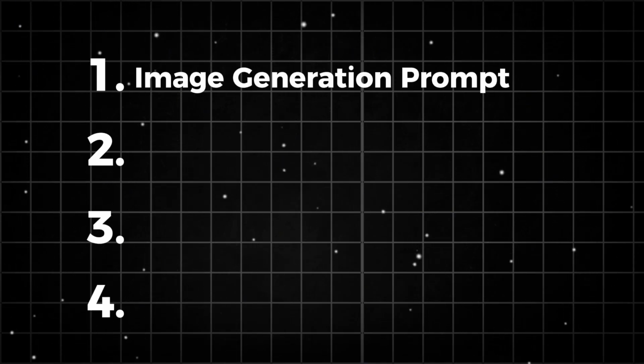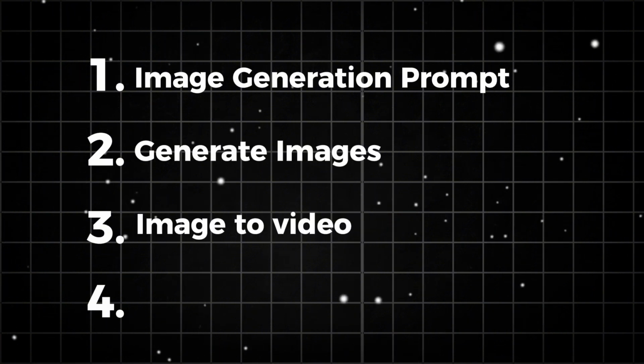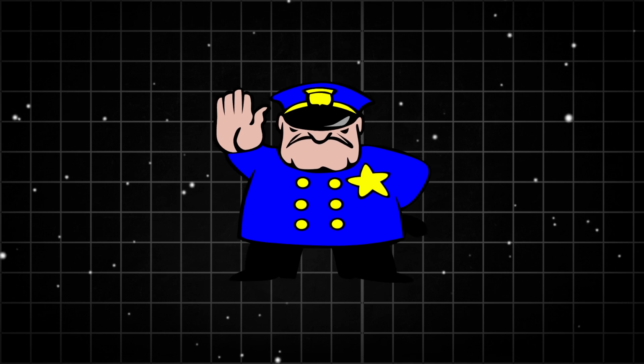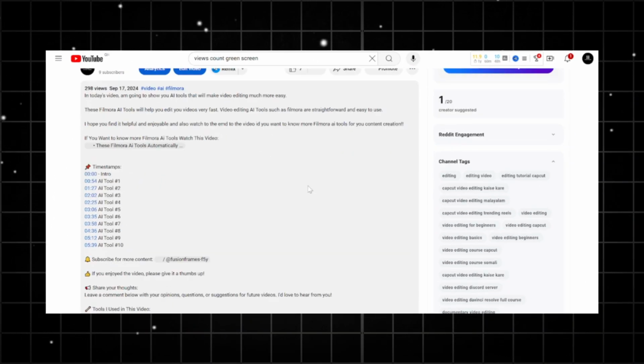First one is how to get image generation prompts. 2. How to generate your images. 3. How to animate your images. And finally, how to edit. Wait, you must be wondering where the AI tools I will use are, but don't worry, I will put all prompts and links in the description.